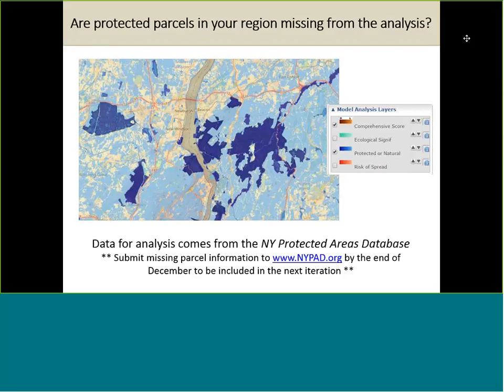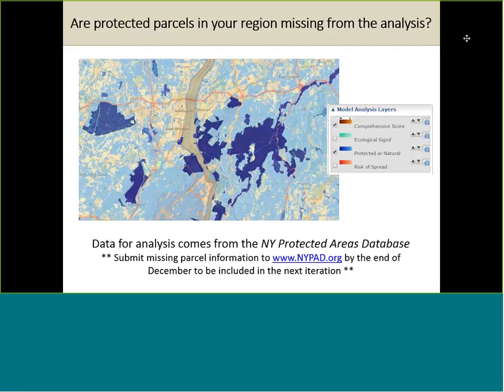And one thing that has come up quite a bit in the feedback is that certain parcels of land are missing from the protected or natural cover component of the analysis, and of course that affects the overall comprehensive score map. And so if you find that parcels are not lighting up that do have some type of protection status, so maybe a town park or a county park is missing, then we need to get that information submitted to the New York Protected Areas database, because that's where we're pulling this information from.